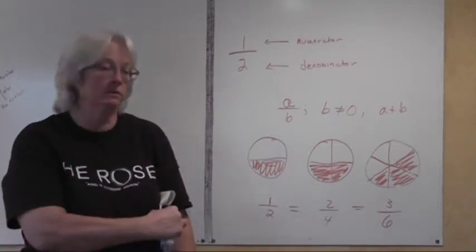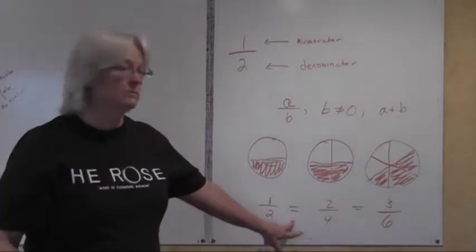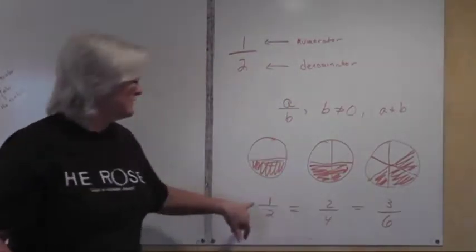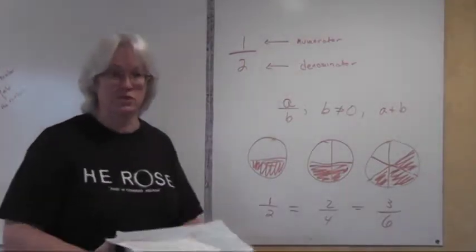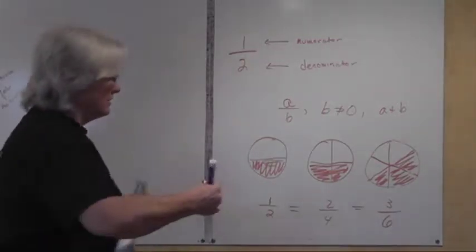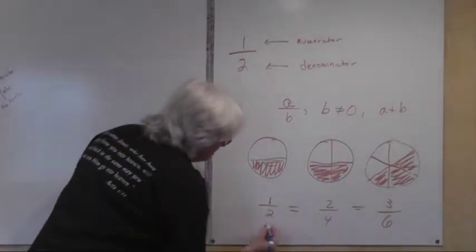Half a pizza is half a pizza is half a pizza, regardless of how many pieces you've cut it into. So what we see here is that 1/2 is the same as 2/4, is the same as 3/6. So what we have here, these are called equivalent fractions. Now equivalent fractions is another bit of vocabulary that you simply must know.